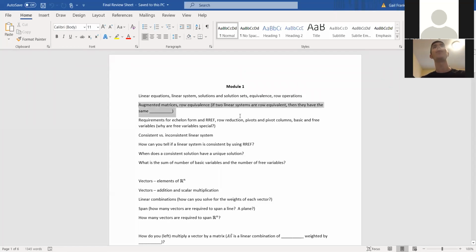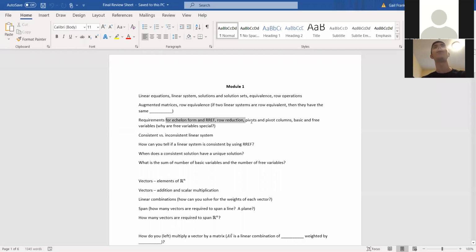So augmented matrices, row equivalence. You use augmented matrices to solve linear systems. If 2 linear systems are row equivalent, then they have the same solution set. Two matrices are row equivalent if you can go from one to the other using a set of row operations. And remember, row operations are reversible.